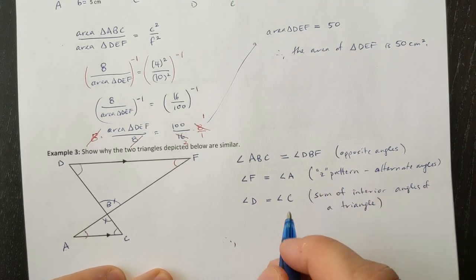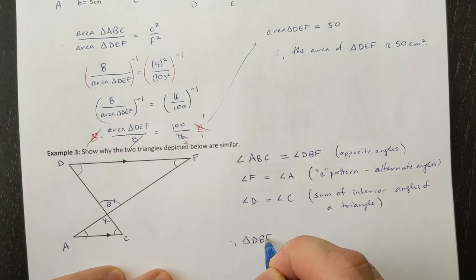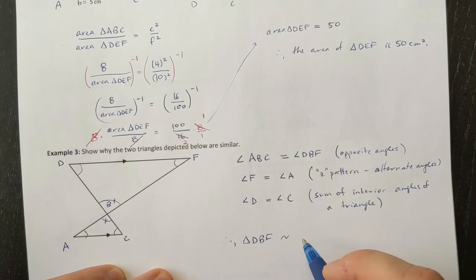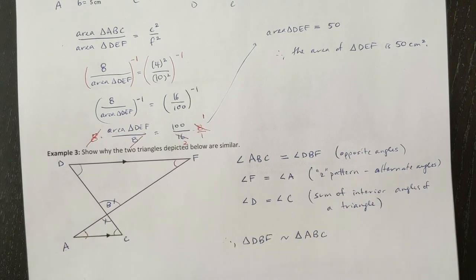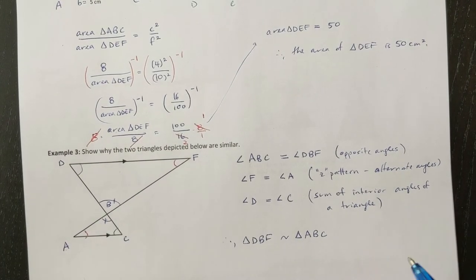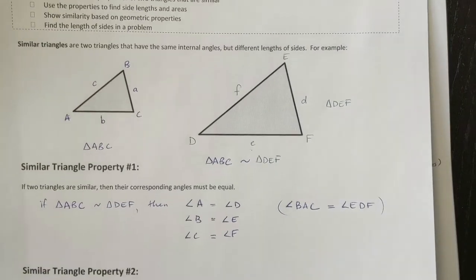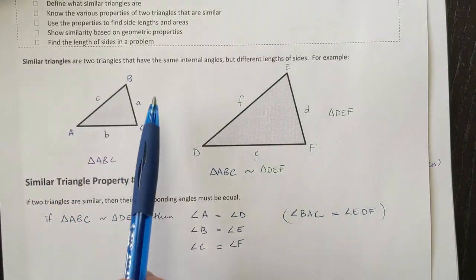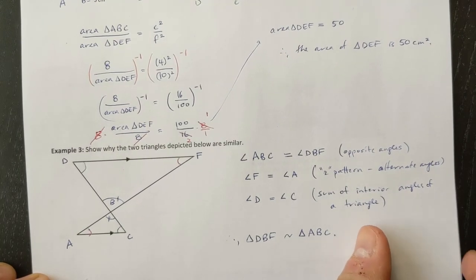So therefore, we can say that triangle DBF is similar to triangle ABC because the three interior angles are the same, and that is the definition of similar triangles. They have the same internal angles. Okay, final example.